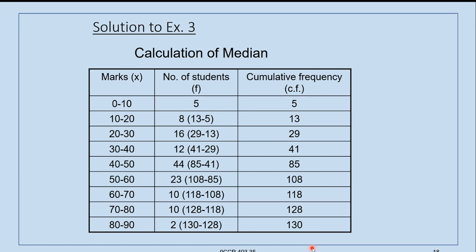So here we will try to determine the values of the formula. Since n by 2 is 65, 65 is falling here. The median class interval is identified as 40 to 50, right? So L1 is equal to 40, F is equal to 44, cumulative frequency CF is 41, and n by 2 is 65. So all the four values we got, we'll see the solution.